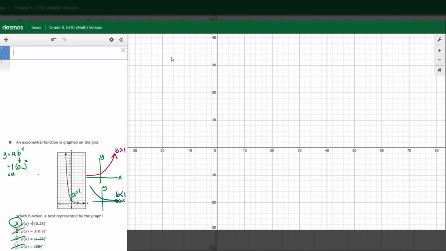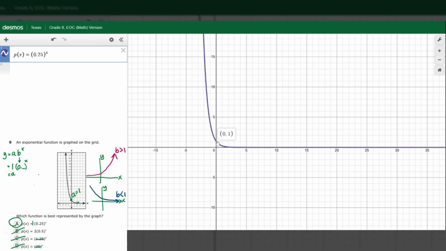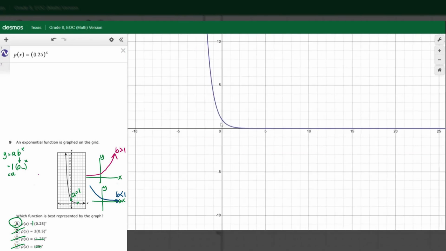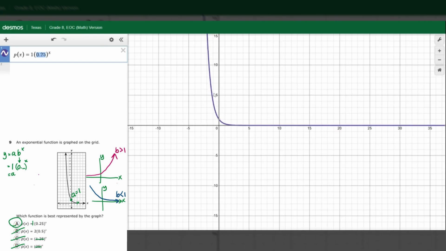So letter A, let's look at letter A. It says P of x equals 0.25 raised to x. Okay, so that's the graph that matches. Looks like this is the answer. How do I know? Because my number here is 1, I don't need to write the 1 there. It matches my y-intercept, and my base here is less than 1, and the graph is going from up going down to the right.